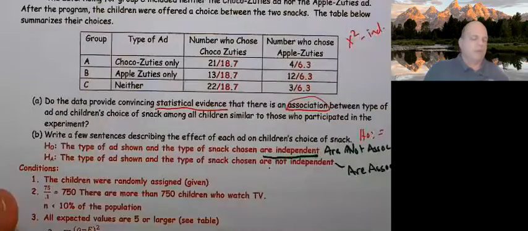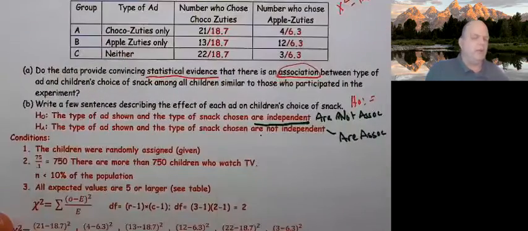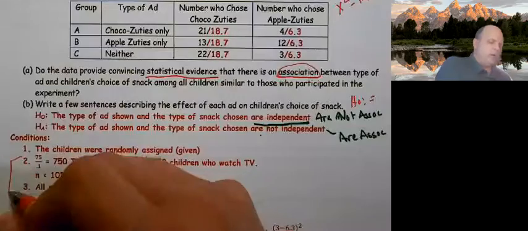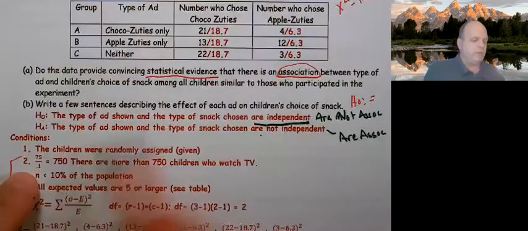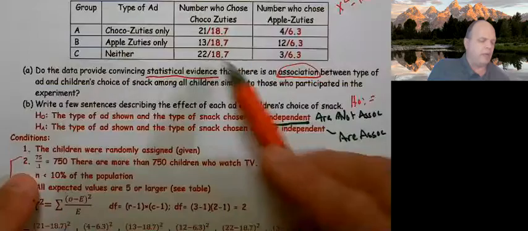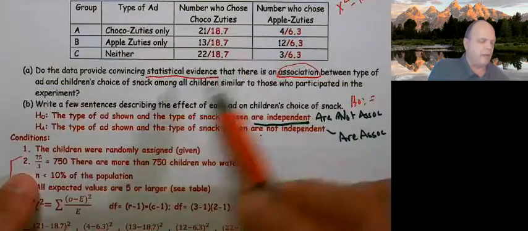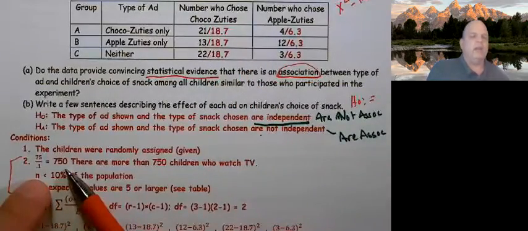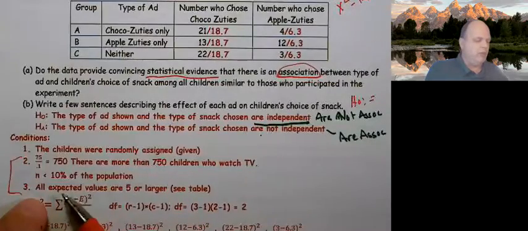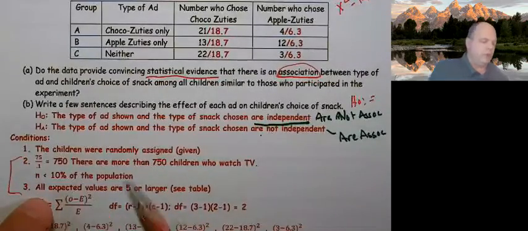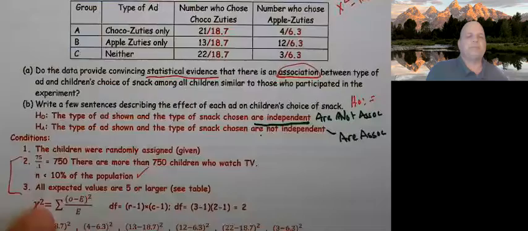Okay, so the children were randomly assigned, that was given. We need to check our Goldilocks, right, which is right here. Not too big. 75 was our sample size. How did I know that? They told me, but I could have also added all these up and I would have gotten 75. And there are more than 750 children who watch TV. N is less than 10% of the population. And that's what we were checking. Therefore, N is less than 10%.